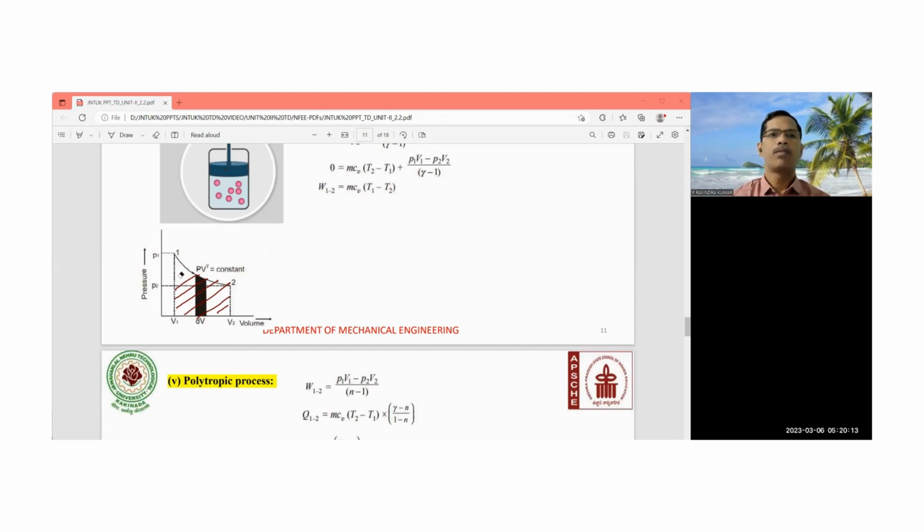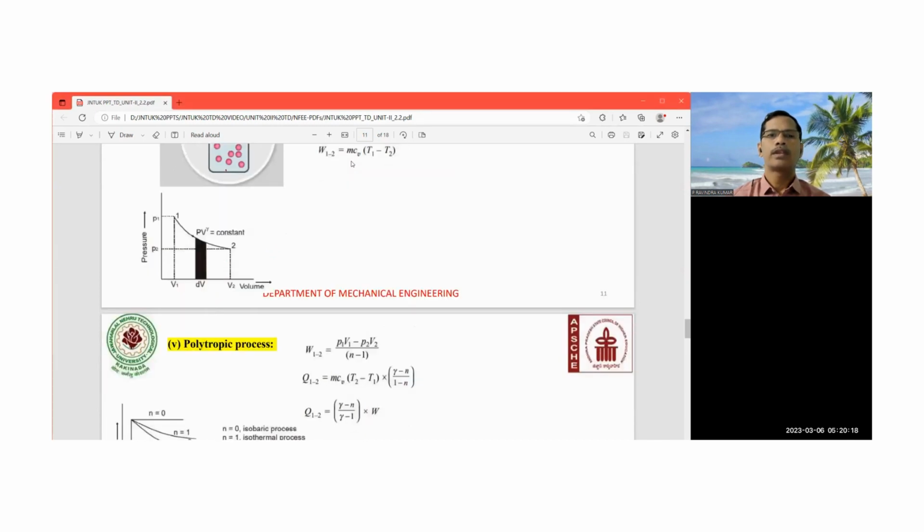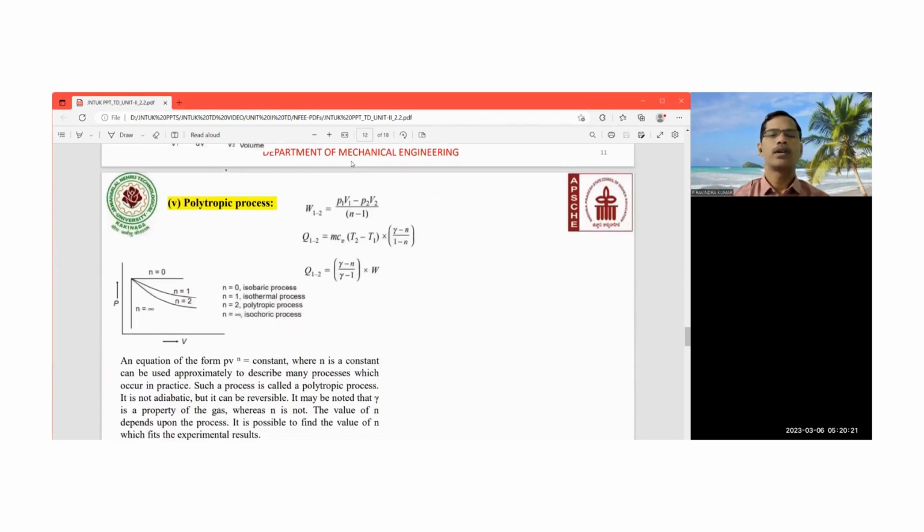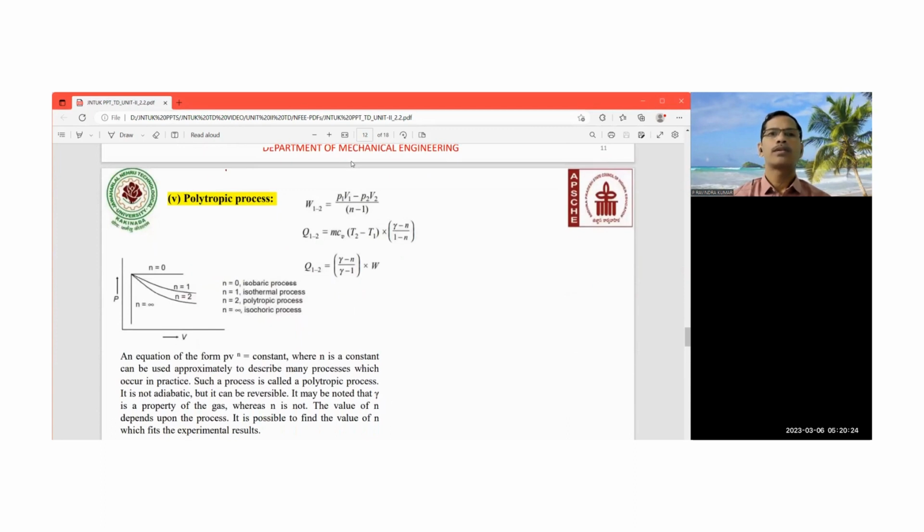Next one is the polytropic process. So in a polytropic process, see here, when a system changes from state 1 to state 2 in a constant volume expansion, this is the expansion where the pressure is going to reduce. This is also the expansion P1 to P2. That is n is equal to 0, it is the isobaric process. See here, n is equal to 0, isobaric process. When n is equal to 1, that means PV is equal to constant.